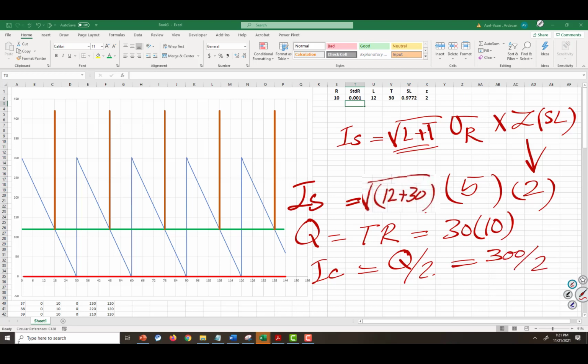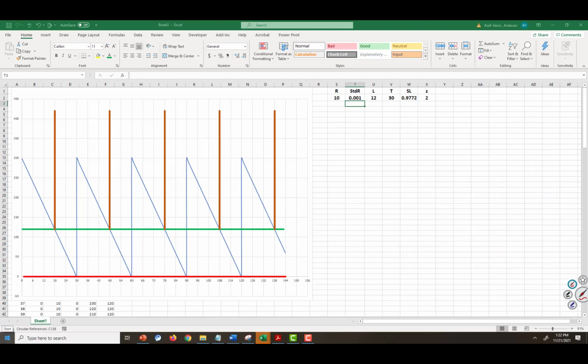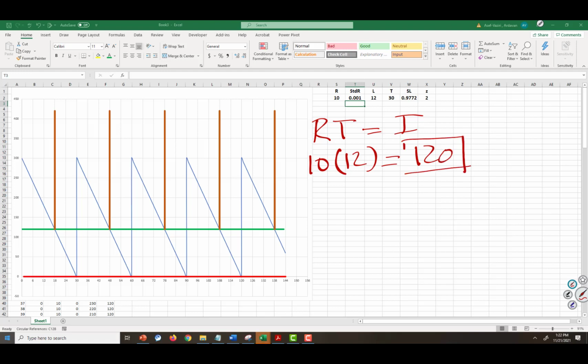What about I pipeline? That is from the time that the ownership is transferred to us. So at least we will have financial holding costs for that for a period of 12 days. How could I compute I pipeline? There are two ways. First, by using Little's law. Throughput times flow time is equal to inventory. Throughput is 10 per day. Flow time is 12 days. Therefore, 10 times 12 is 120. That is our pipeline inventory.